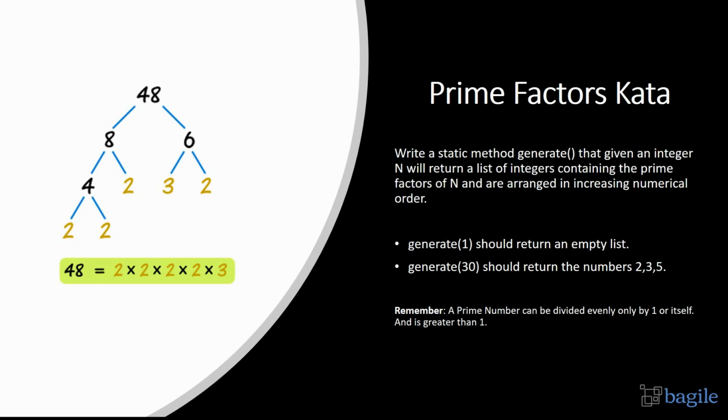So we're going to do a prime factors kata, and the kata states that we need to write a static method generate that, given an integer n, will return a list of integers containing the prime factors of n, arranged in increasing numerical order. So the first example we have is generate 1 should return an empty list, and generate 30 should return the numbers 2, 3 and 5.